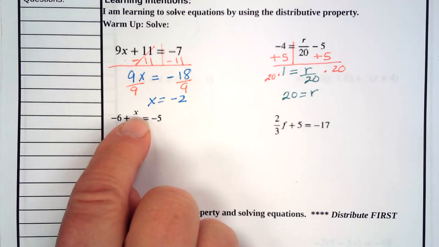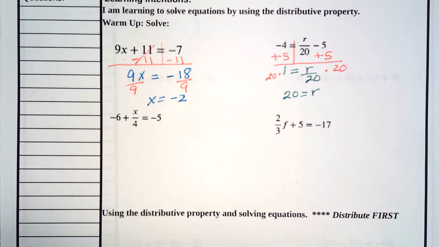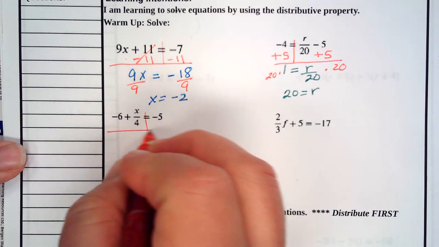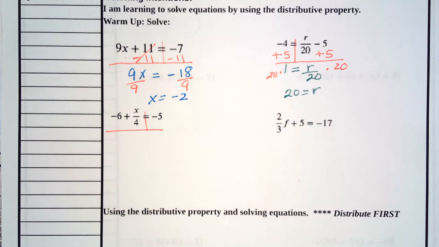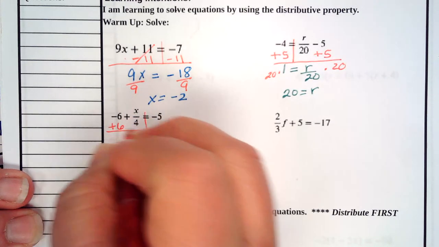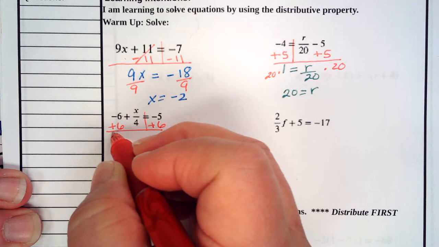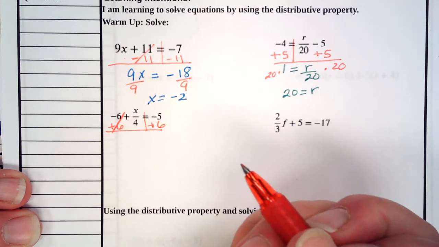Negative 6, I've taken x divided by 4 and then added negative 6. Well, what was the last thing I did? Well, the last thing I did was to add negative 6. How do I undo adding negative 6? Adding positive 6. Negative 6 plus positive 6 is 0. I've eliminated it.